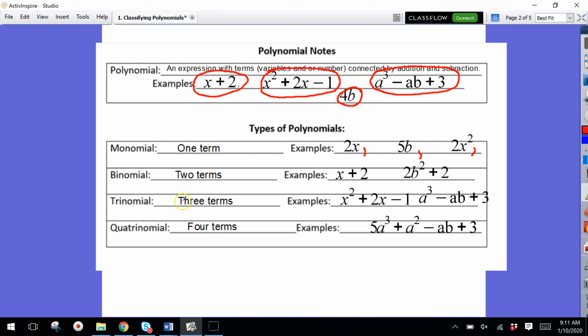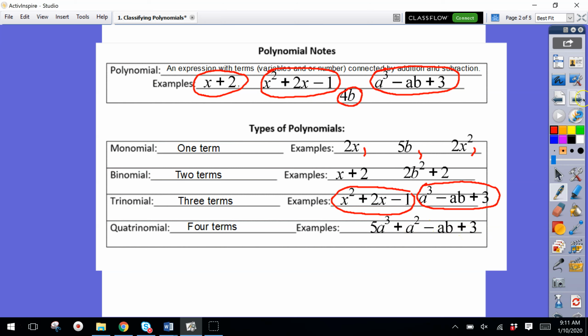A trinomial would have 3 terms. So x squared plus 2x minus 1 would be a trinomial. We're going to be looking at this later on throughout the year. So things that look like this. And this is also a trinomial. So again, I have 3 terms, 1, 2, 3, so it's a trinomial. Now, a quadrinomial has 4 terms, so I just put one example here because they look a little bit longer. So 5a cubed plus a squared plus ab plus 3. I have 1, 2, 3, 4 terms connected by addition and subtraction. So that's what that is. Anything above that, anything that has more terms than that, we would just call a polynomial.